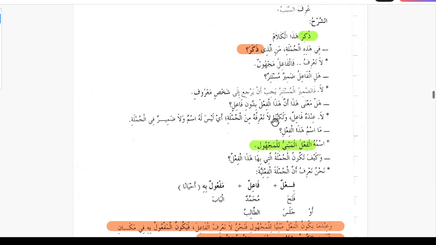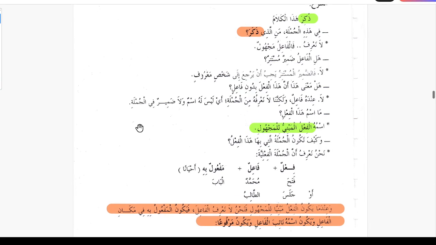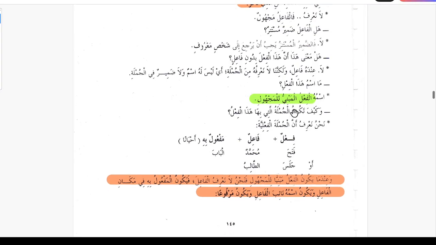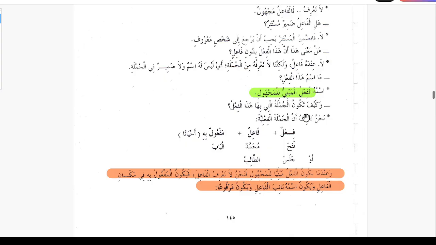So, walakinnana la narifuhu min al jumlati, but we don't know it from the sentence. Ay laysa lahu ismun wala damirun fi jumlati. So which means that there is not a noun or a pronoun for it in the sentence. Masmu hazal faili, what is the name of this verb? Ismuhu al failul mabniyu lil majhul. This fail is called al failul mabniyu lil majhul. This is the name of the passive voice verb.